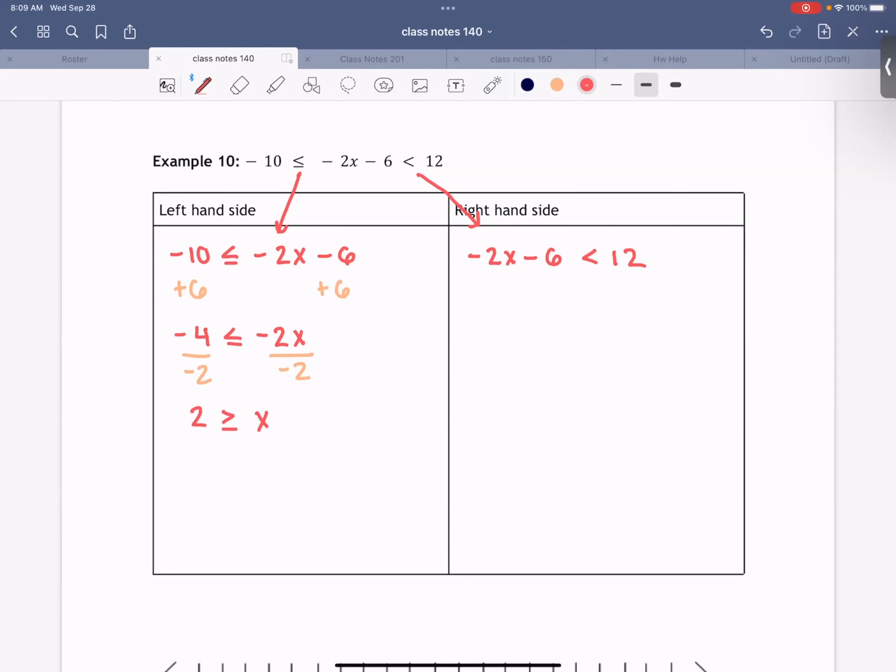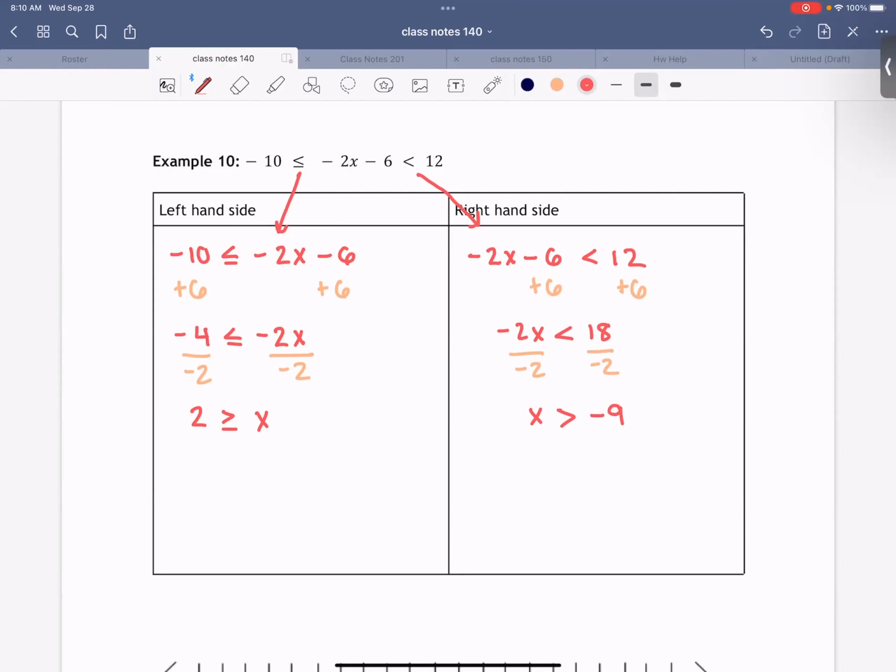Going to the right-hand side, we need to add 6 on both sides. We get negative 2x is less than 18. And dividing by negative 2, we get x is greater than negative 9. Good, because when we divide by a negative, we flip the sign.